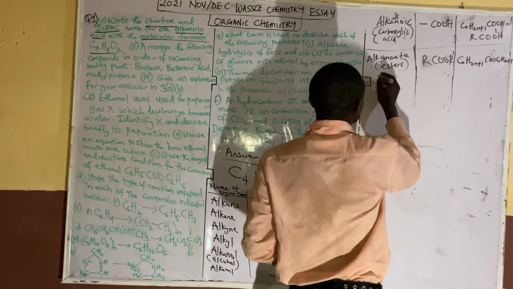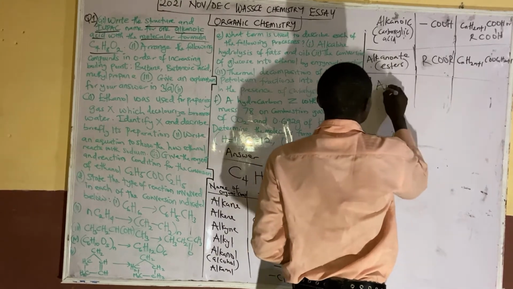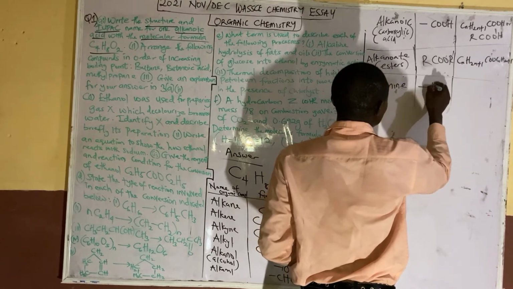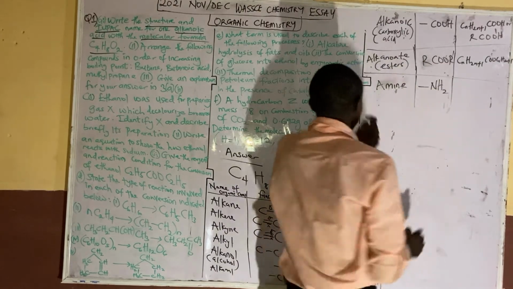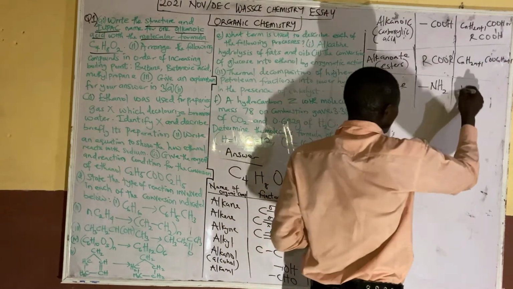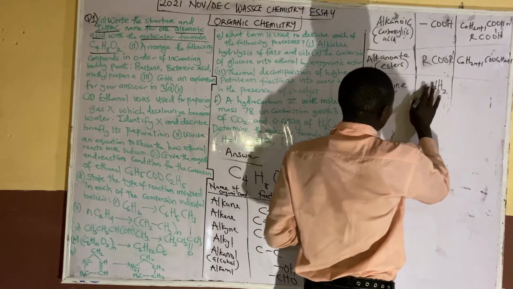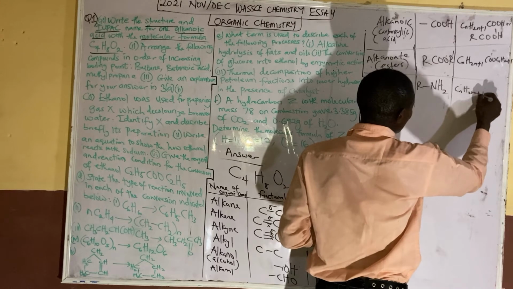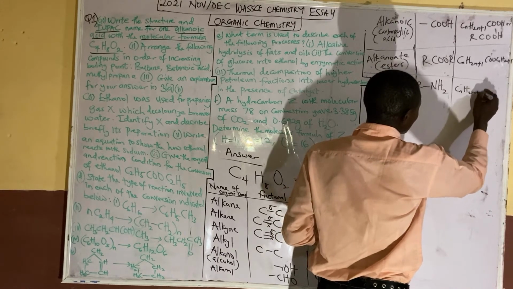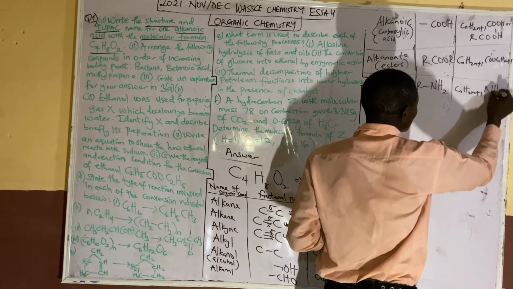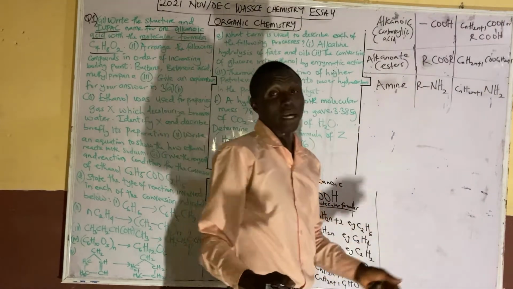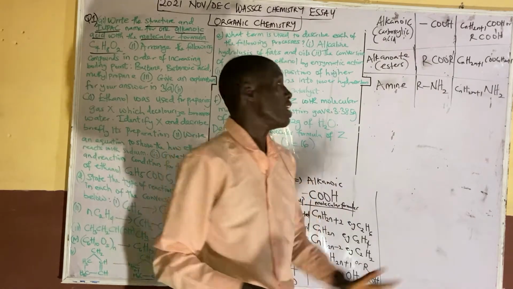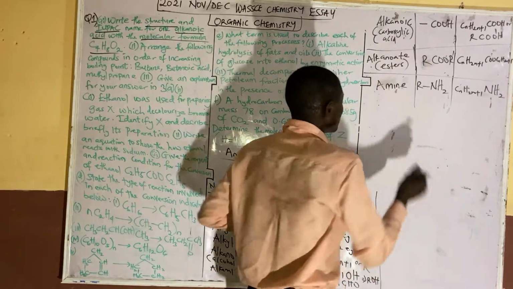Now we also have what they call the amino group. Amino group, we have amine. Amine is NH2. You can put your R here and write CnH2n plus 1 NH2, call it amine. Although we have primary amine, secondary amine, and tertiary amine, for one level here, amine is what we have.